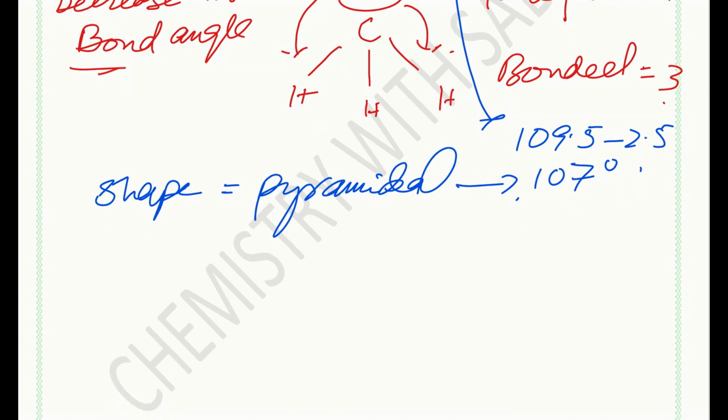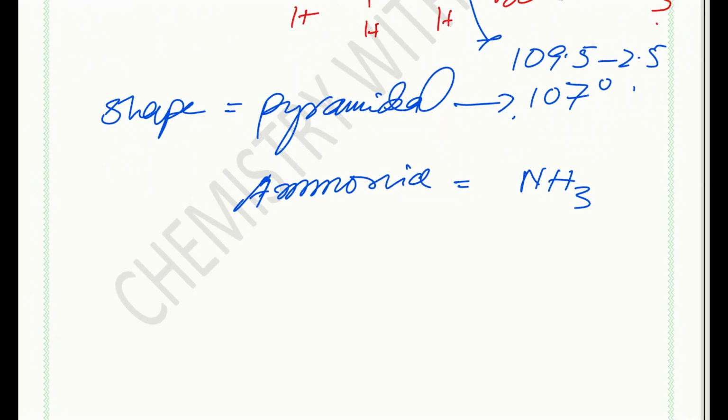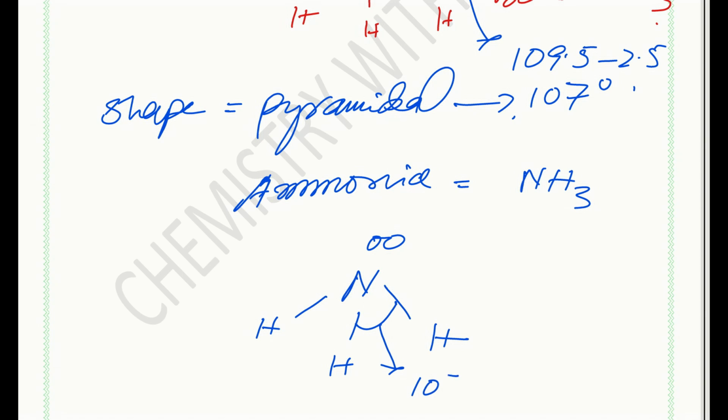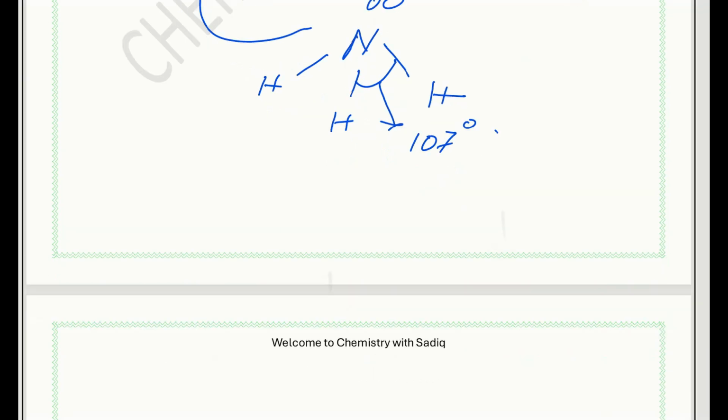Now, where will you see this in real molecules? Ammonia is one example. The common example is ammonia, which is NH3, and it follows the same properties. So NH3 has the hydrogens here, here, and here. The bond angle is this one, which is 107 degrees, and the name is pyramidal.